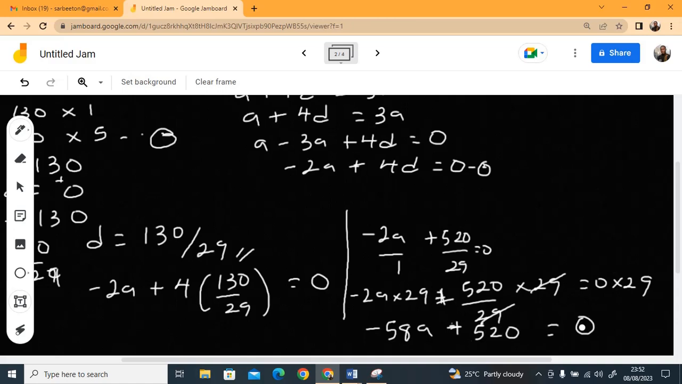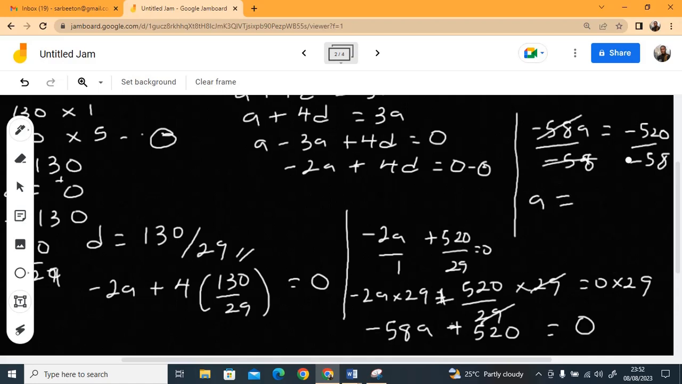I'll transfer this to the other side. Let me write it here. Sorry for that. That is minus 58a equals minus 520. So I'm going to divide both sides by minus 58, because I'm looking for a now. Minus 58, minus 58. So this will cancel this, and minus will cancel minus.